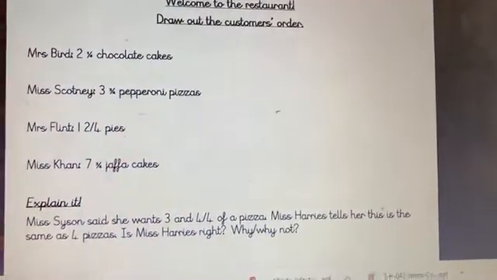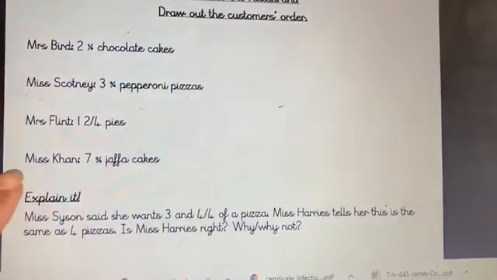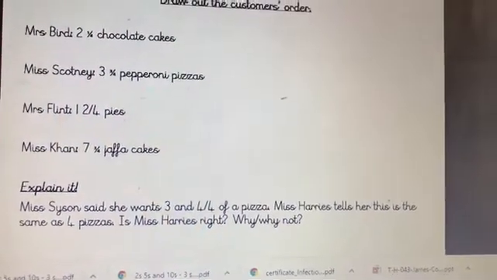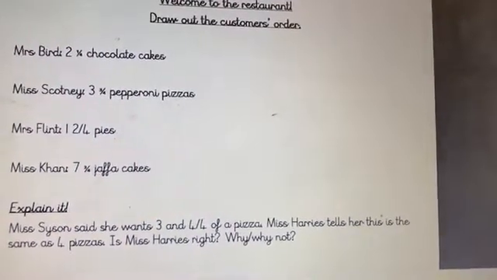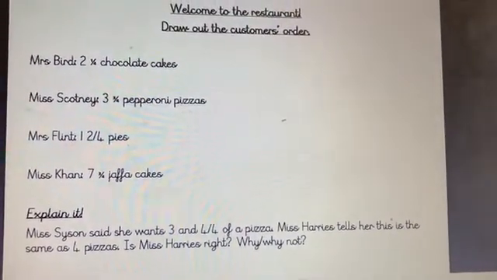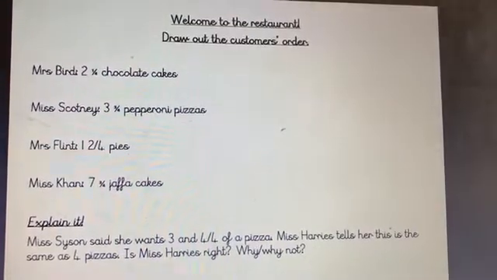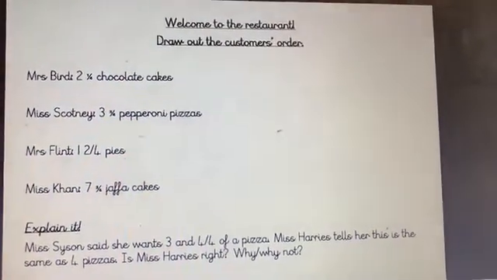And then Miss Harries and Miss Sison had a little chat, and you've got an explain it task. And it is, Miss Sison said she would like 3 4/4 of a pizza. Miss Harries tells her this is the same as 4 pizzas. Is Miss Harries right? Why or why not?